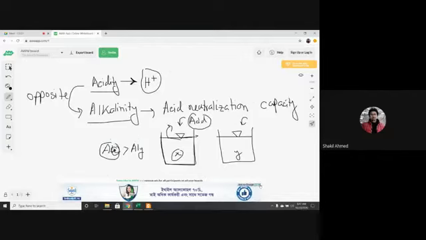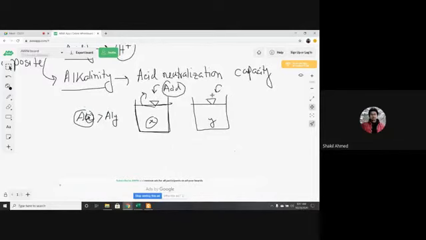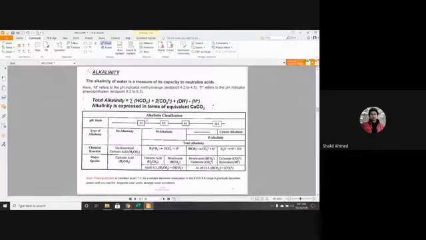Okay, is it clear, guys? Yes, sir. Now, chemically, who causes the alkalinity in water? What are the agents? The agents are bicarbonate ion, carbonate ion, and hydroxyl ion. Bicarbonate ion, carbonate ion, and hydroxyl ion.